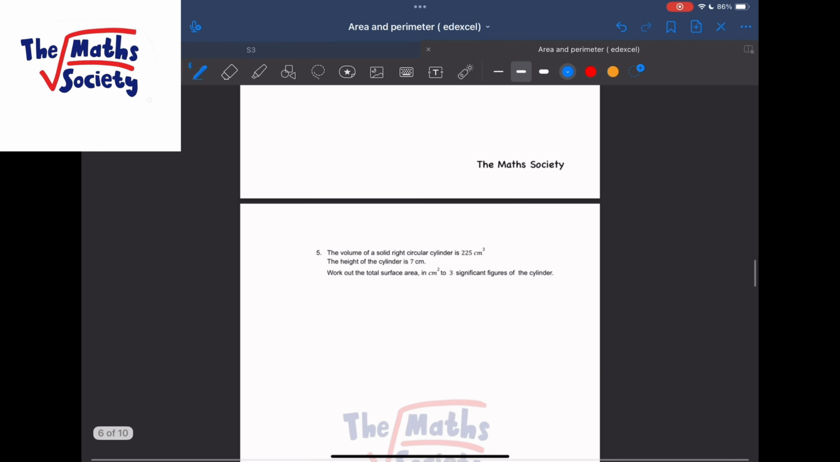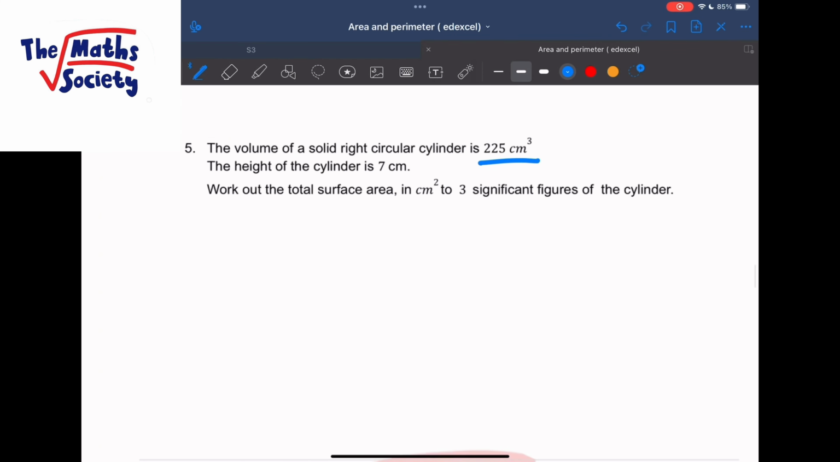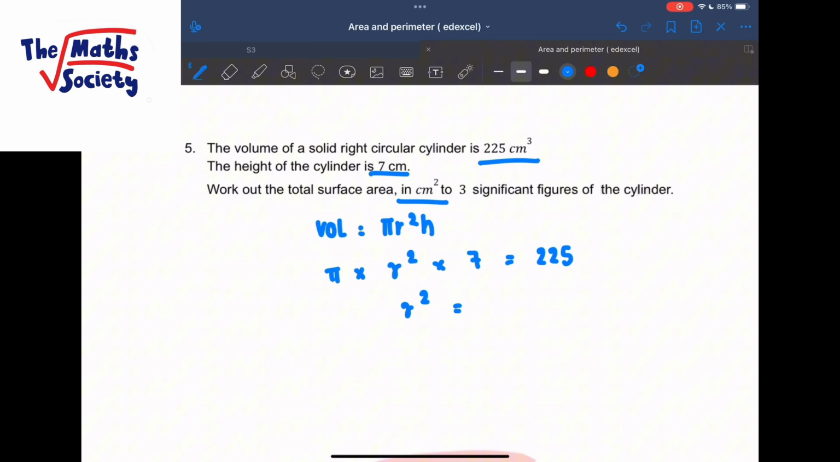It says that the volume of the solid right circular cylinder is 225, the height is 7, work out the total surface area. So we know the volume formula, which is pi r square h, right? So that would be pi multiplied by r square, which we don't know, and we know the height, which is 7. That's equal to 225. So r square we can just find, which is going to be 10.231. Square root it, and you'll have 3.2.